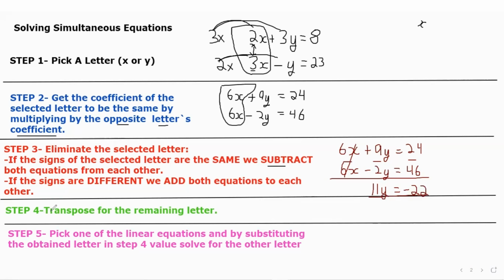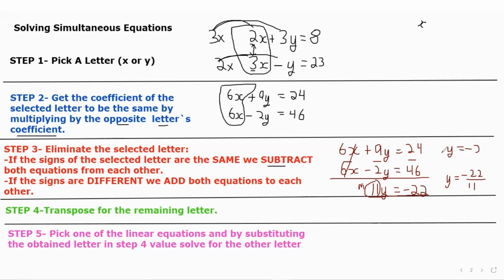So step 4, transpose for the remaining letter. We're trying to get the y by itself. So we have this 11 here, which is under the operation of multiplication. When it goes across, you'll get division. So we have y is equal to negative 22 divided by 11, and therefore y will equal negative 2.